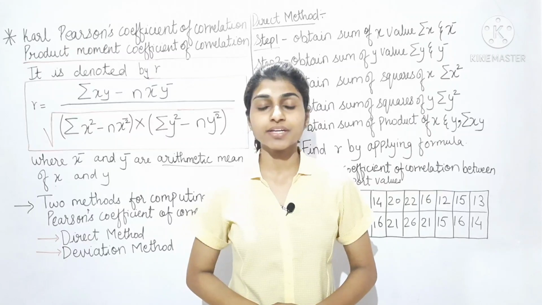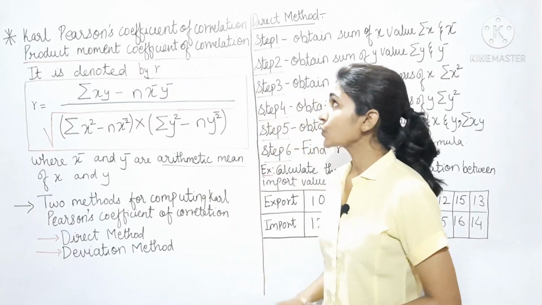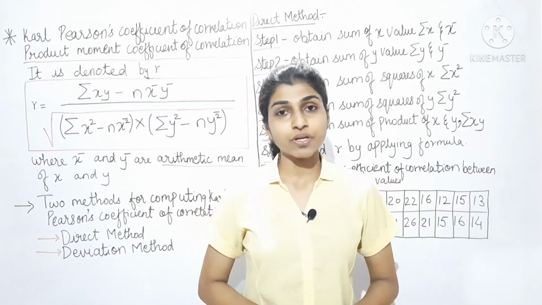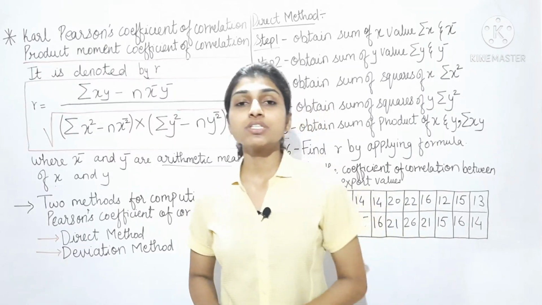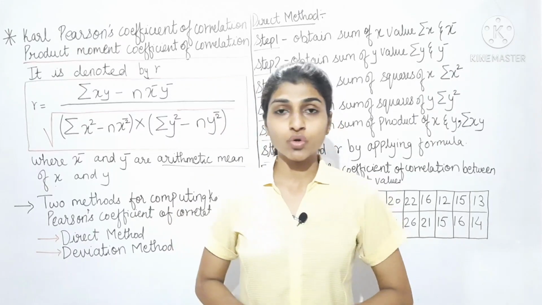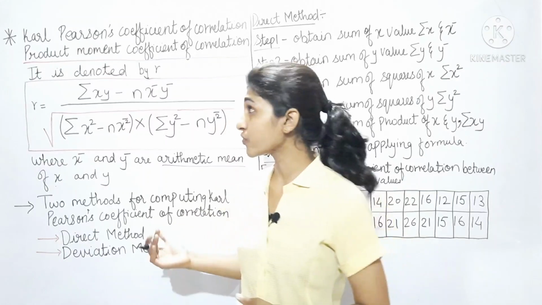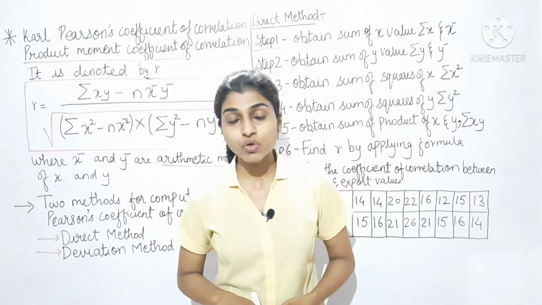I am Namita Mane. In today's video, we are going to discuss the Karl Pearson coefficient of correlation. Already in my last lecture, I have explained what correlation is, the types of correlation, and methods to measure correlation. There are three methods of measurement of correlation. First is the scatter diagram, second is the Karl Pearson coefficient of correlation, which we are going to study in today's lecture, and third is rank correlation.